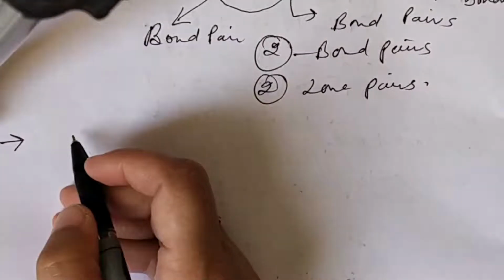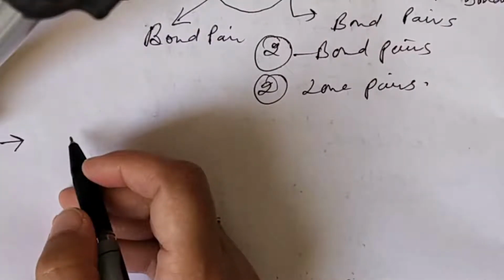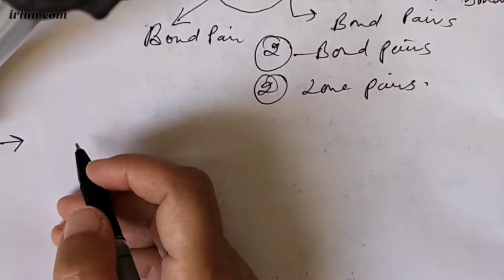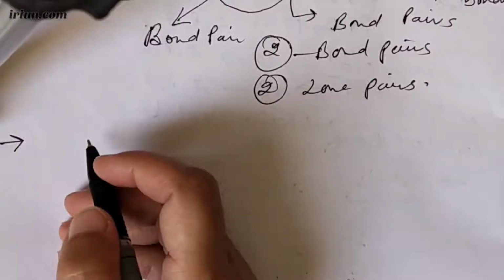As a result of electron sharing, the atoms acquire either 2 or 8 electrons in the shell.